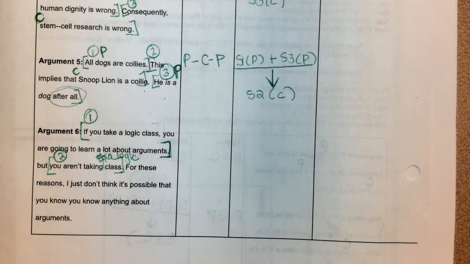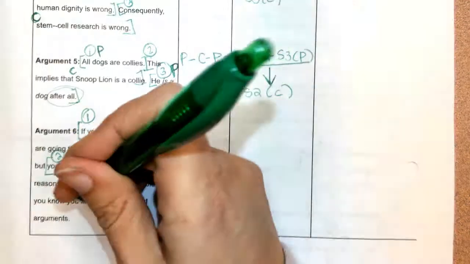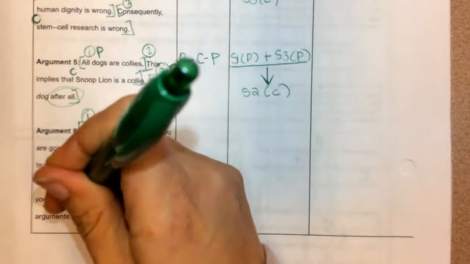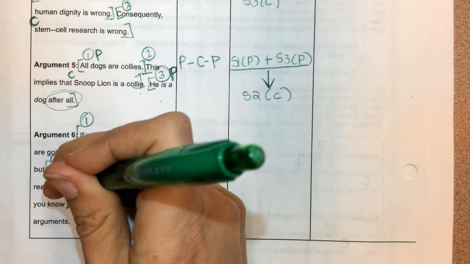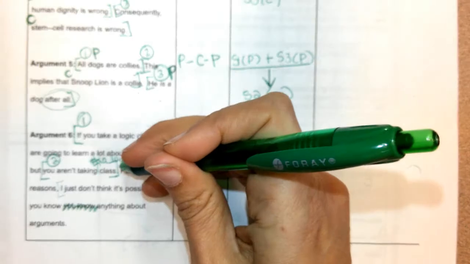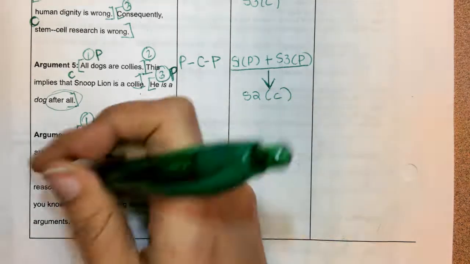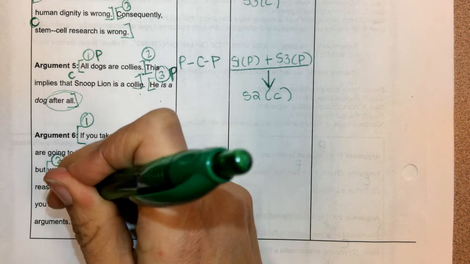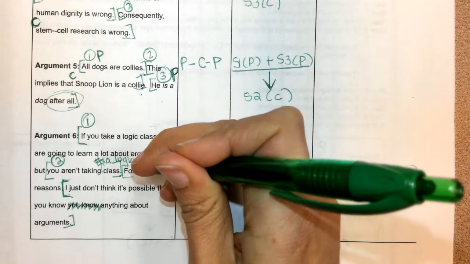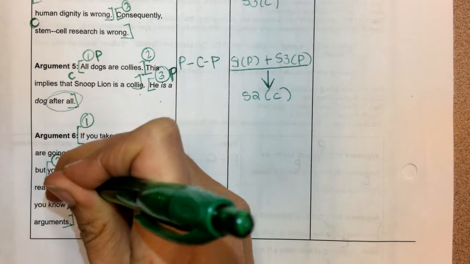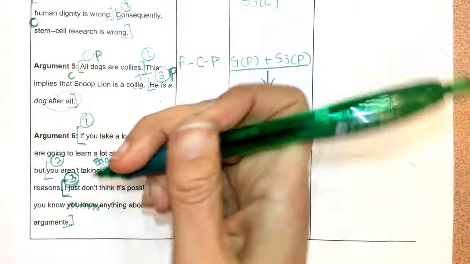Then I've got, I just don't think it's possible that you know, well, if we were clarifying this would get crossed out, right? It's repetition. You know anything about arguments. So the statement really begins over here. If you want to put the opening bracket over here for these reasons, you can. When the indicator word is at the beginning of the statement, I tend to leave it out of the bracketing, but it's up to you. You can put the opening bracket up here. So this is statement 3. The meat of it begins right here.